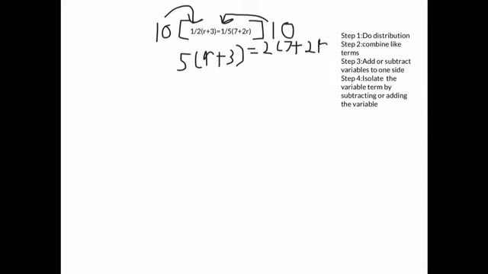Next, we apply the distributive property. So check mark, and then 5 times r would equal 5r plus 5 times 3 equals 15, equals 2 times 7 equals 14 plus 2 times 2r is 4r.